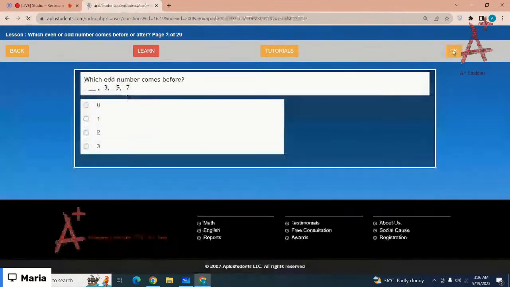Which odd number comes before? There you are given the odd numbers 3, 5, and 7. So which is the odd number before 3? Yes, that would be 1. The correct option is 1. Very good.